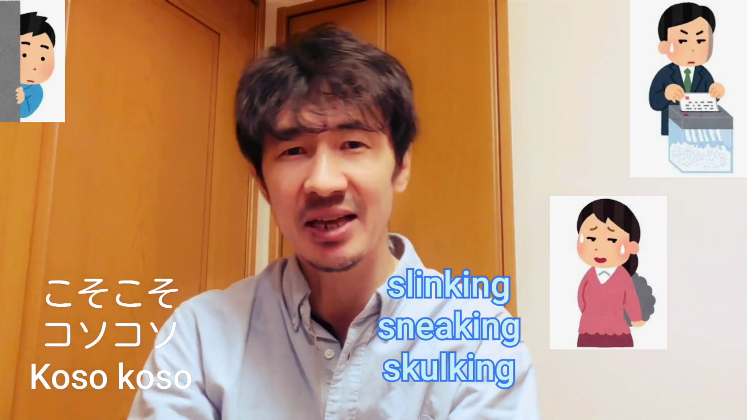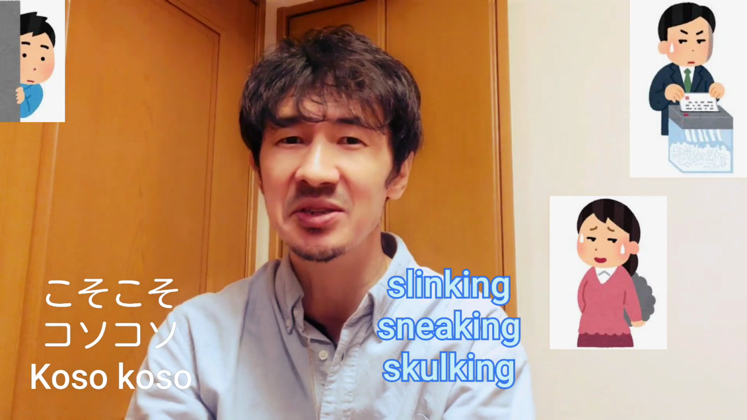When you don't want your acting or behavior to be known to others, you probably do it yourself secretly. That situation is koso koso, koso koso. Especially when you were intending to do something bad, you are probably trying not to be noticed. That situation is koso koso. So sneaking, slinking, skulking situation is also koso koso.